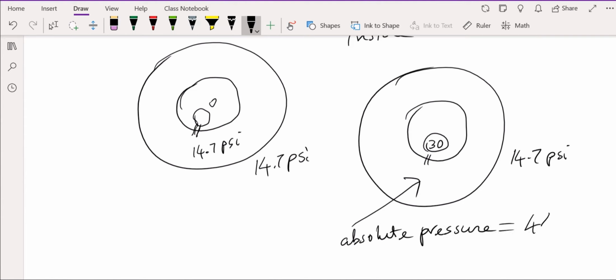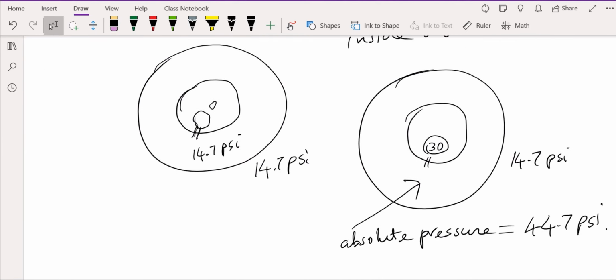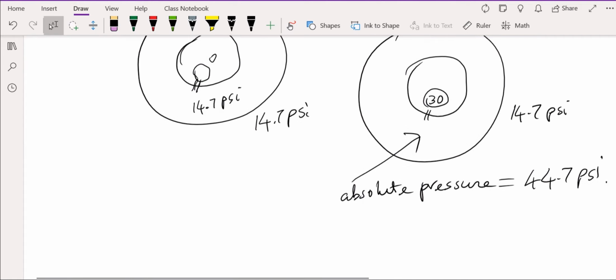So if the gauge is reading 30, what is the actual pressure here? You're right, 44.7 psi is correct. So when you're actually putting 30 psi on your gauge, the actual pressure inside the tire is 44.7 psi. Make sense? So what is the gauge pressure? It is the difference between the inside and outside. That is why when the tires are flat, it will read 0 because inside is 14.7, outside is also 14.7. So how much more is the inside compared to the outside? That is called gauge pressure. Make sense?